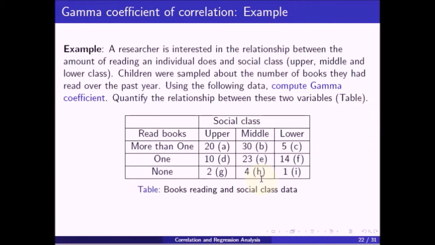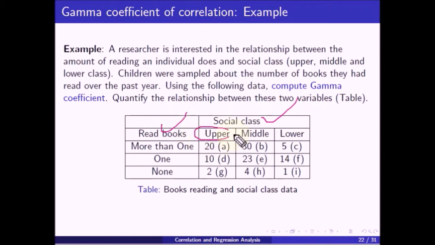Now we can see one example. A researcher is interested in the relationship between the amount of reading an individual does and social class: upper, middle and lower class. Children were asked about the number of books they had read over the past year. Using the following data, compute the gamma coefficient and quantify the relationship between these two variables: social class and books read.